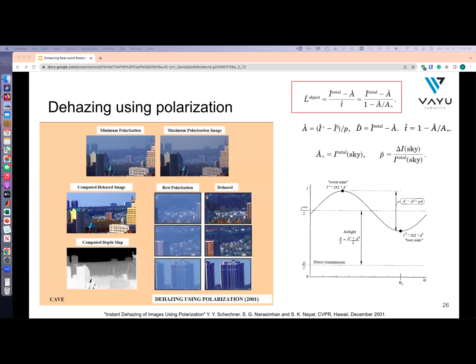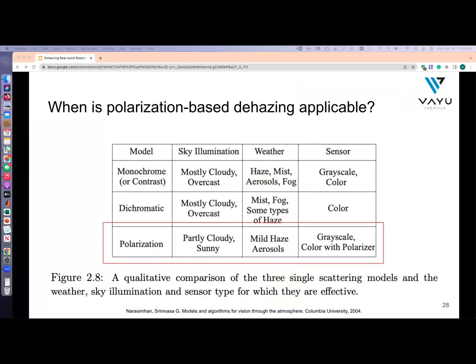In this method, particularly, you will need two measurements of the worst and the best state of the polarized scattering of the scene. And then the scattered air light component can be estimated and subtracted from the scattered image to obtain the clear image. And yeah, in Srinivasa's thesis, he has a very good summary of when you should use polarization for dehazing, whereas in other cases you might want to go to another approach such as a dichromatic based method for dehazing, when the scattering within the scene is not producing a good amount of polarization.